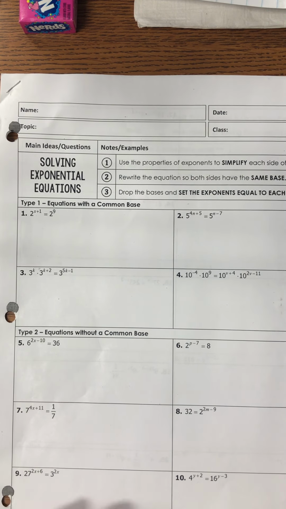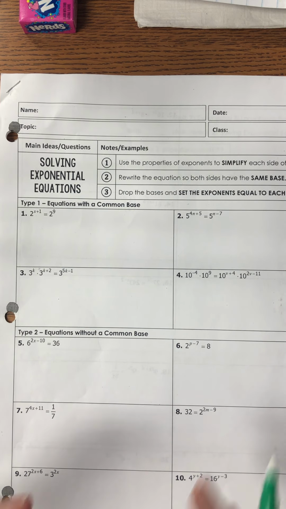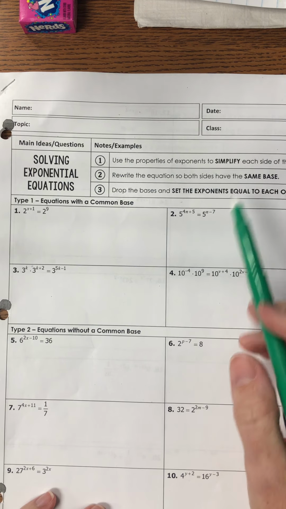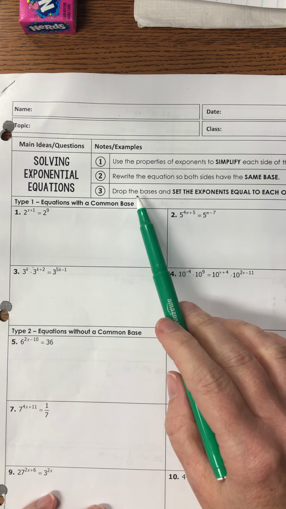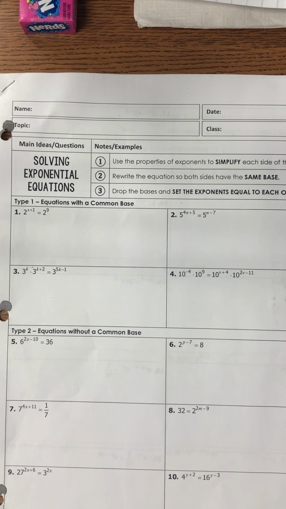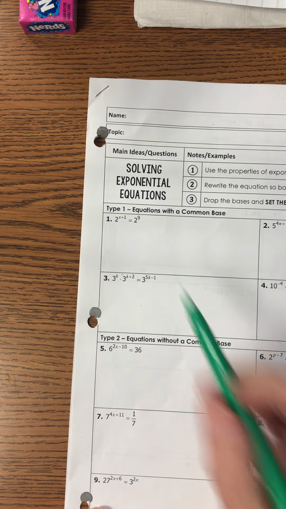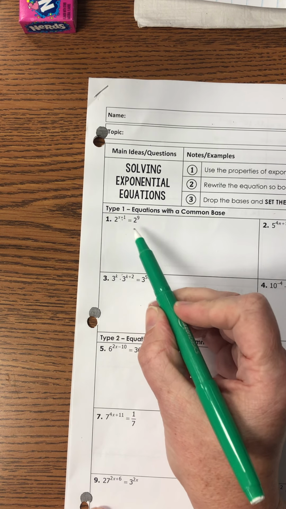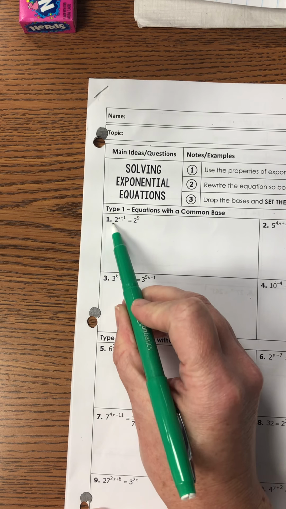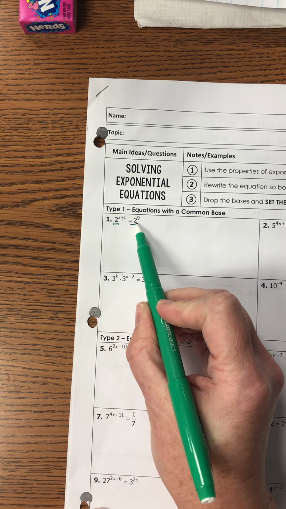Okay, we're going to look at solving exponential equations. Now, on these particular equations, what we're looking to do is to make everything have the exact same base. And once we do, we're going to drop the bases and take the exponents and set them equal to one another. So if you're looking at number 1, you've got 2 to the x plus 1 equals 2 to the 9th. Do you see how both of these have the same base of 2?